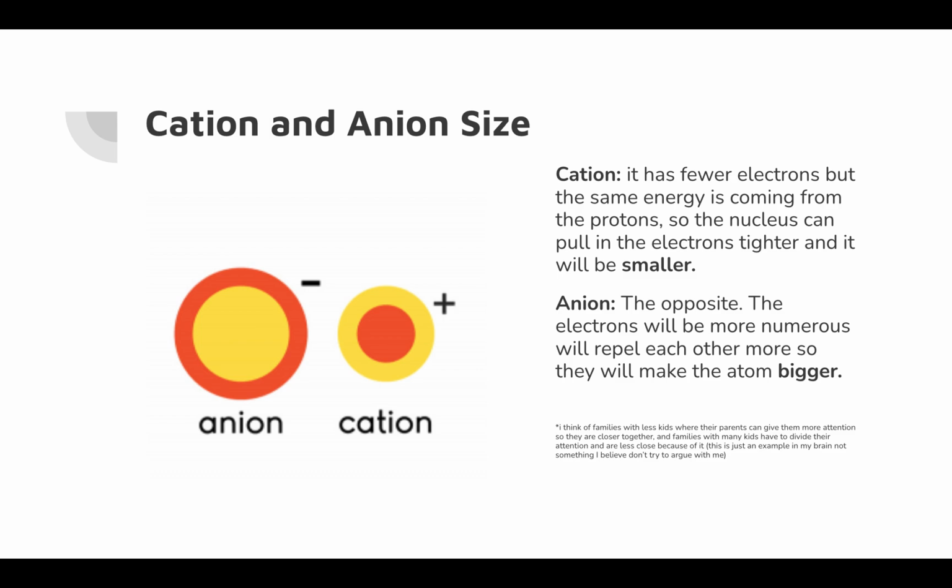The way I think about it is like families with fewer kids, where the parents can give them more attention, so maybe the family's tighter and they have a better relationship. And if you have a family with 12 kids, it's hard to have the same relationship with each kid and have a really tight bond. I don't think that's true, I don't know. I'm an only kid, but that's just the way I think of it with cation and anion sizes and all of the atomic sizes essentially.